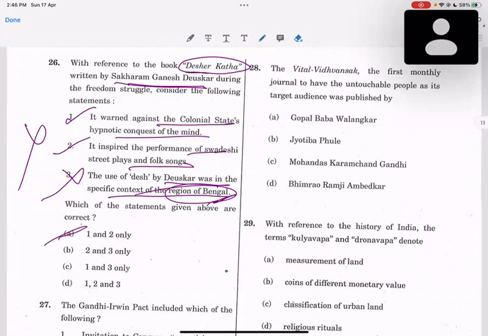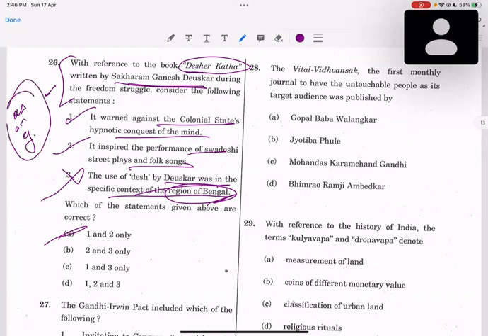But yes, what we can learn from here is, first of all, we need to be well aware of this. Also, one more thing, you can use this as an example in your Mains answer. If somehow questions come on the Swadeshi movement, and you have to show through what methods the Swadeshi message was being spread, you can use this example.